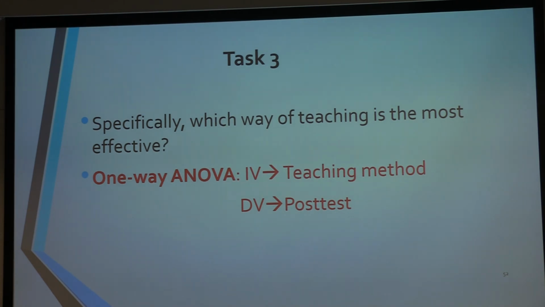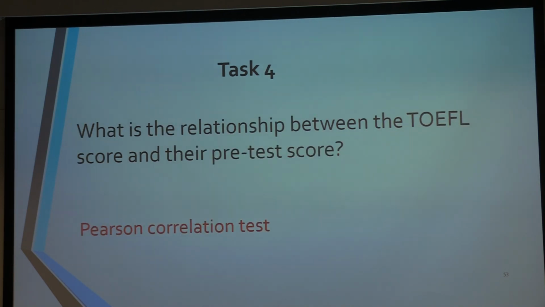So if we want to find out which teaching method is more effective, we compare the final score, right? The post-test score, and then they are divided into 3 groups. So we use ANOVA. That's right. So the independent variable is teaching method, dependent variable is post-test, right? Okay. The last. What is the relationship between the TOEFL score and the pre-test score? Yes, Pearson correlation test, right? So now you already know which test to use.